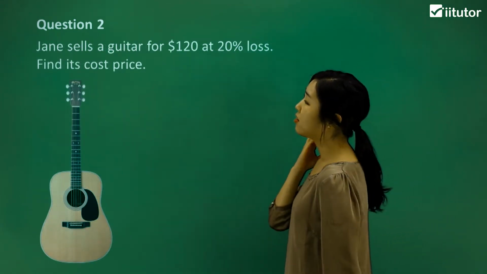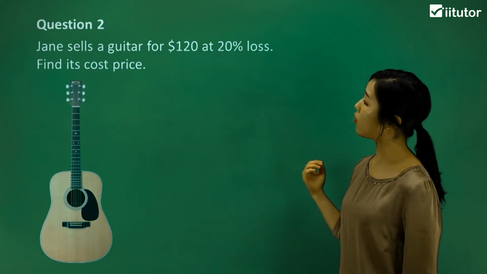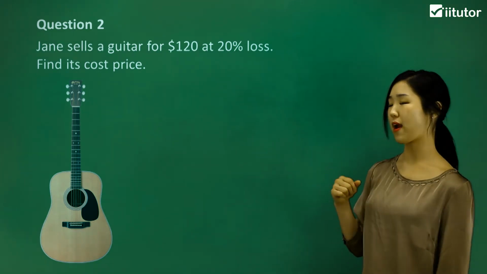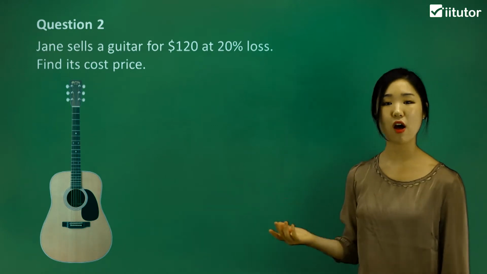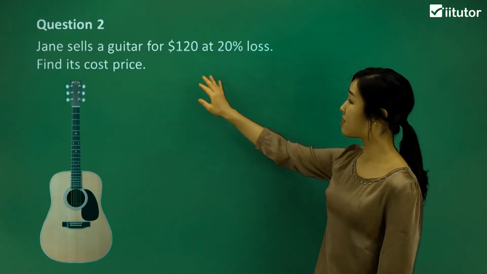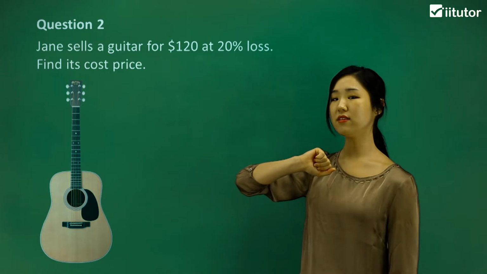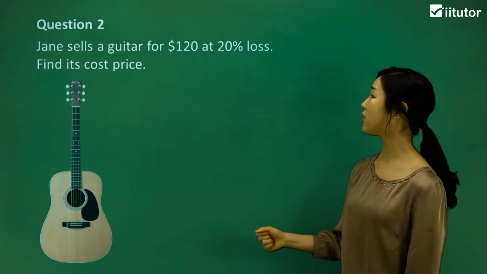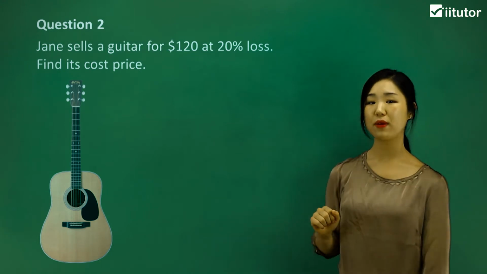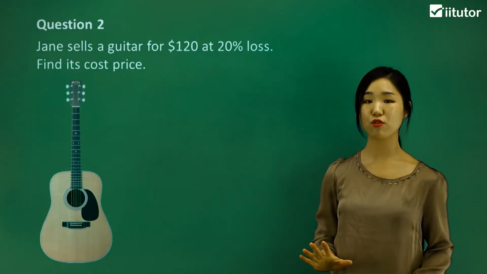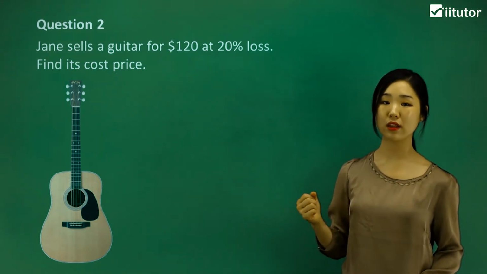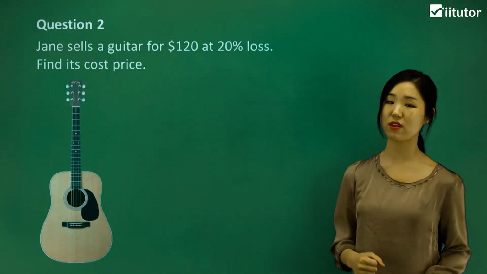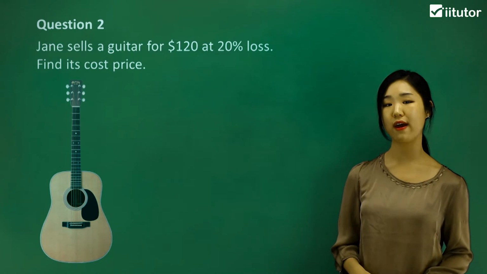Question 2. Jane sells a guitar for $120 at a 20% loss. Find its cost price. So this time it's a loss, which means this selling price, $120, is actually less than what we initially bought it for, than the cost price. So 20% loss means if 100% was the initial value, and we make a 20% loss, we have to subtract it away from it, which means it's 80%. We're only receiving 80% of the initial value.